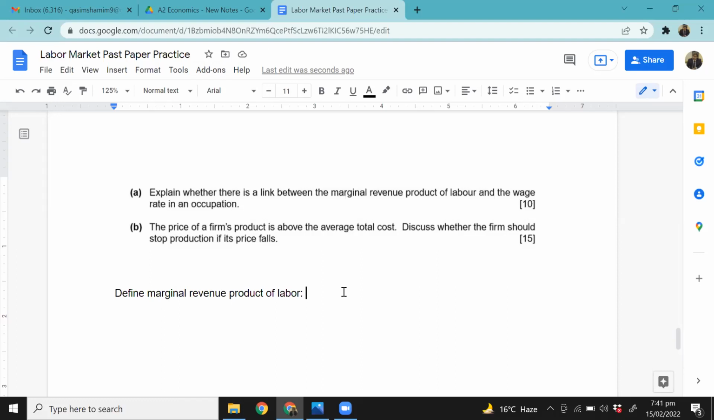So marginal revenue product of labor is the additional revenue that each additional unit of labor generates, right? That's what marginal revenue product of labor is. Now think about this. Let's say there is a factory. Let me explain you in more detail. Let's say there's a factory that manufactures t-shirts, right? When you hire the first person in the factory, how many units of t-shirts does that person produce?